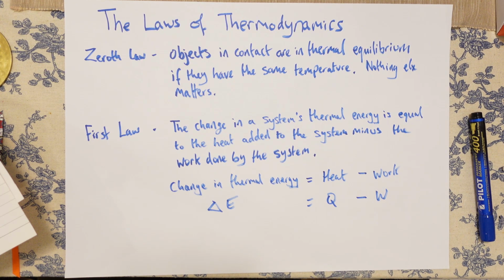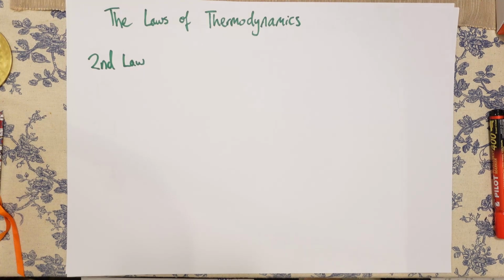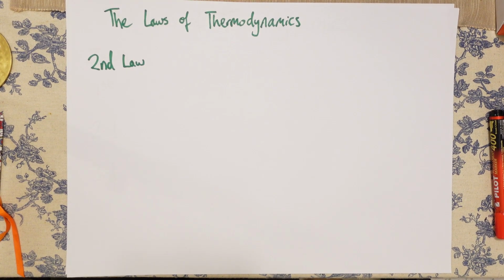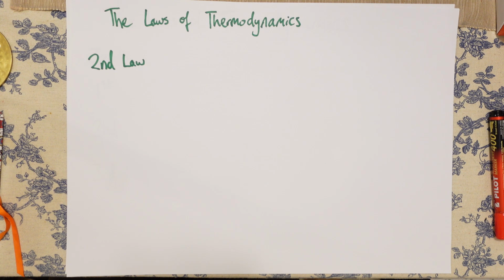This is also called the law of conservation of energy. Energy is never created or destroyed. It just gets converted from one form into another. This leads to the second law of thermodynamics that states that when objects of different temperatures are brought into contact, the flow of thermal energy is always from the higher temperature to the lower temperature.